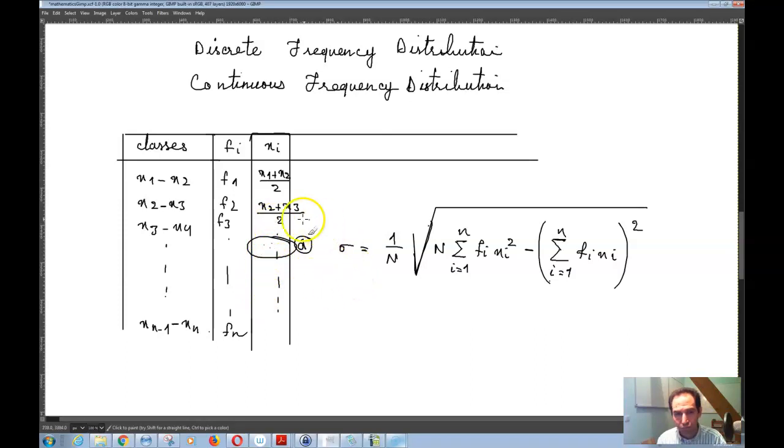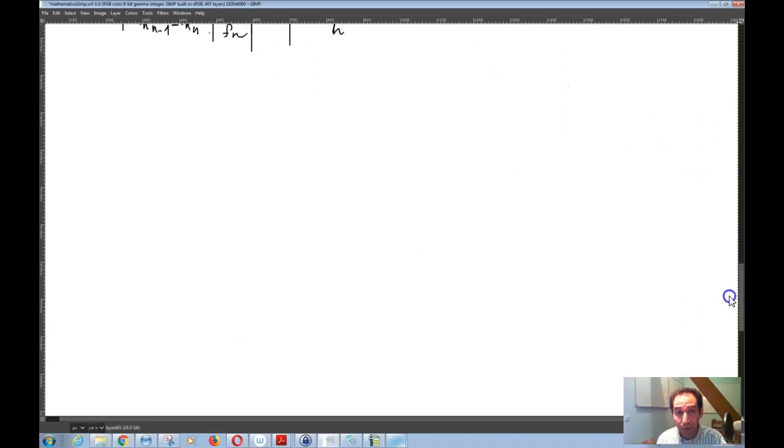And of course then all of these x sub i's that you have here, you subtract A from them so that these x sub i's become smaller. And then sometimes you even divide this by your class size. If your class size is h, you can divide this whole thing by the class size, so that things get still smaller. So now in this situation, let the assumed mean be A.